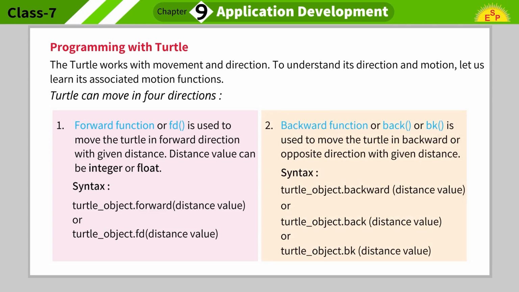2. Backward function or back or BK is used to move the turtle in backward or opposite direction with given distance. Syntax: turtle_object.backward(distance value) or turtle_object.back(distance value) or turtle_object.bk(distance value).